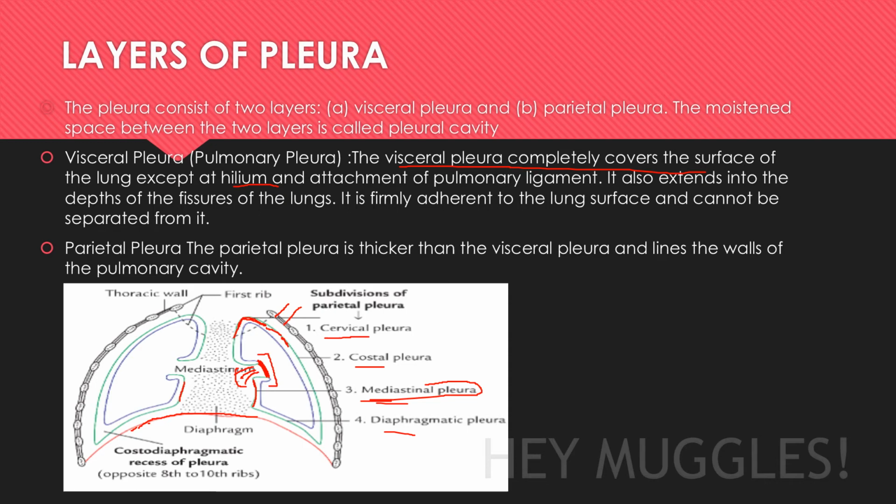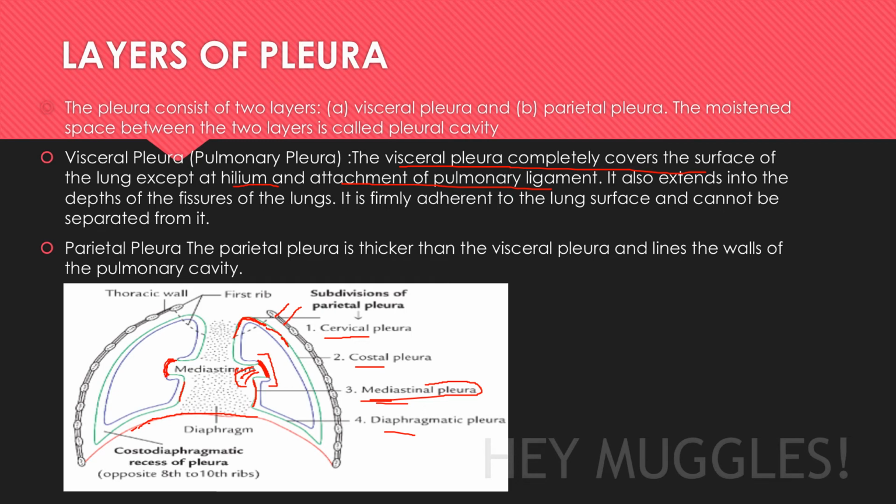This is your hilum, and this is your hilum and attachment of your pulmonary ligament. We'll discuss pulmonary ligament in the next slide. Pulmonary ligament is present somewhere at the root of the lung, right? So this is your hilum.